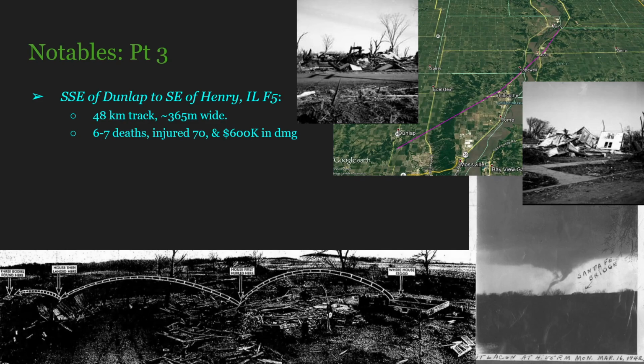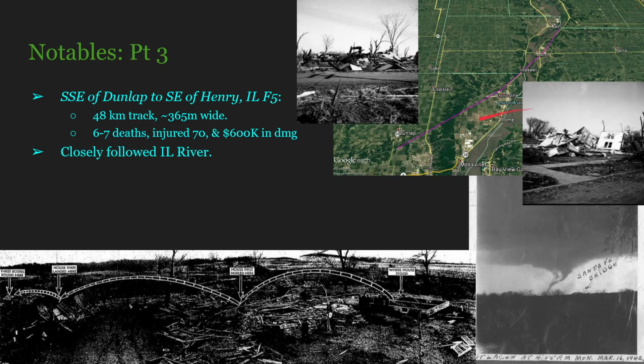This is the south-southeast of Dunlap to southeast of Henry, Illinois F5, or the Lacon F5. This is indeed the most powerful tornado from the outbreak, and it tracked 48 kilometers, reaching 365 meters wide. Again, that is 400 yards wide. This tornado caused either 6 or 7 deaths, depending on the source. I found both. Injured 70, that's solid, and $600,000 in damage. That also did not change.